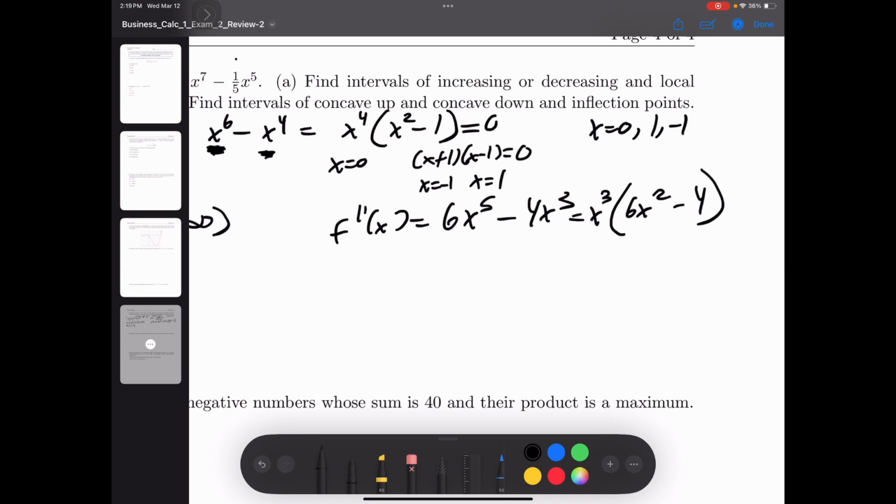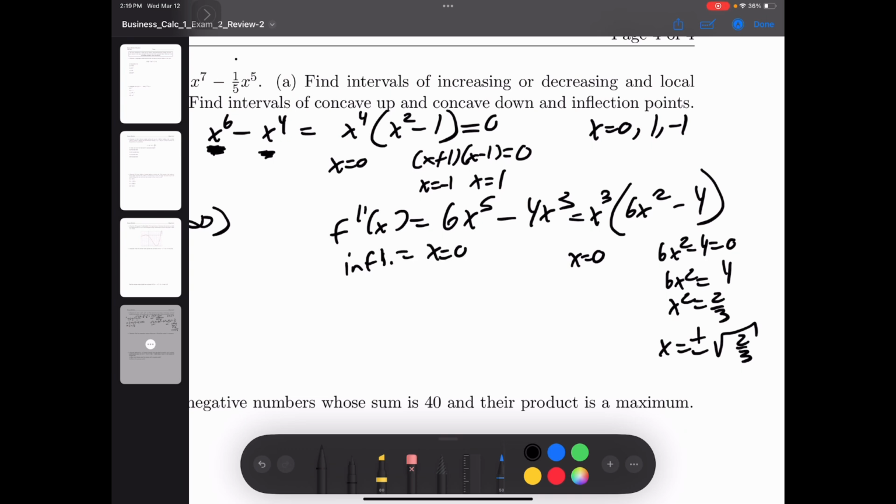And now from here we see that x could be equal to 0, or in this case we have 6x squared minus 4 equals 0. Add 4 to the other side, 6x squared equals 4, divide by 6, x squared equals 2/3, x equals plus or minus the square root of 2/3. And so our inflection points are x equals 0, the square root of 2/3, or the negative square root of 2/3. And so that's our inflection points.